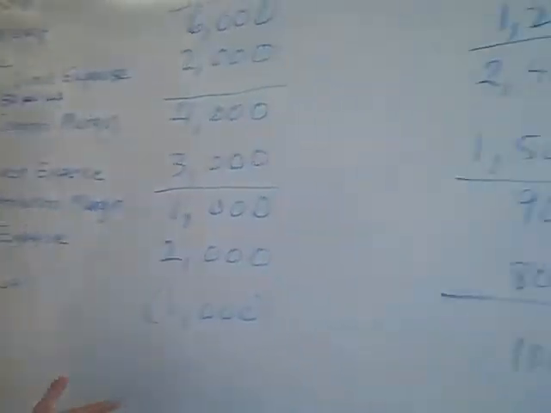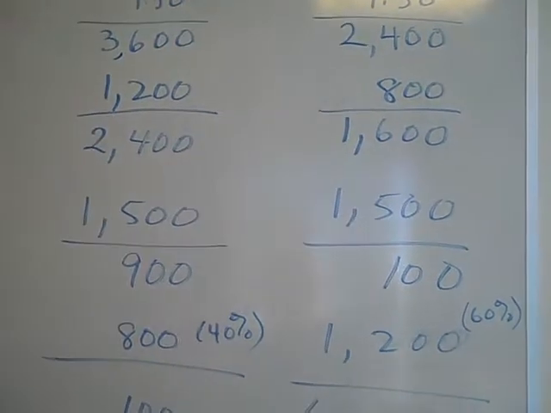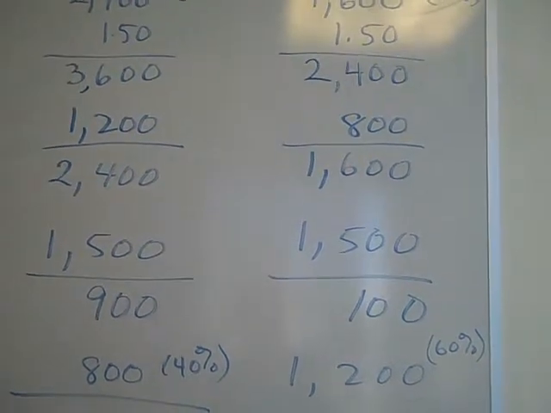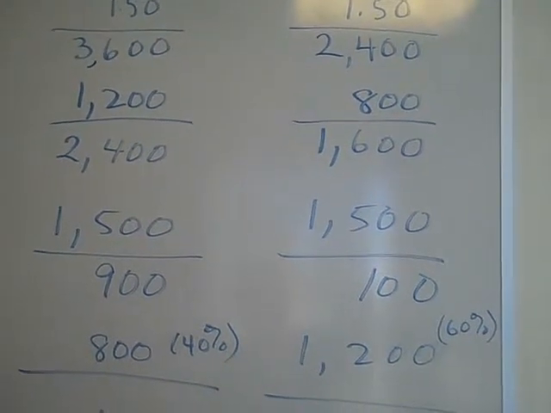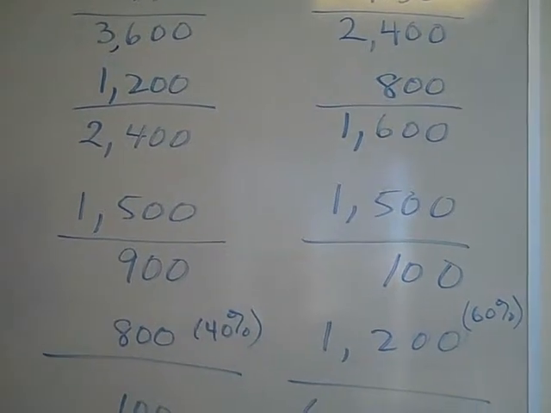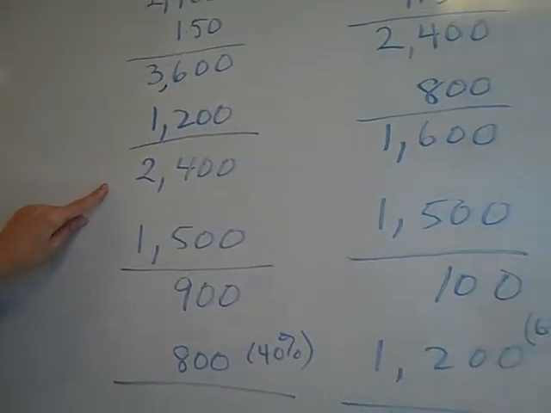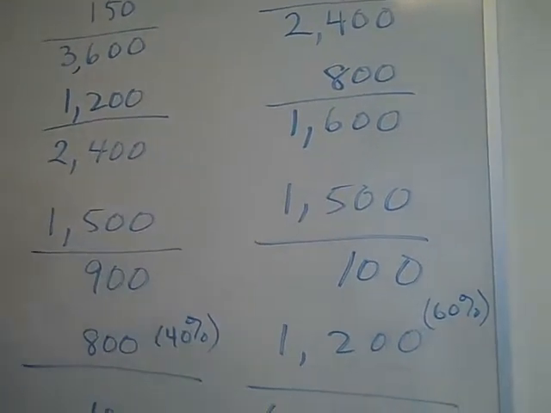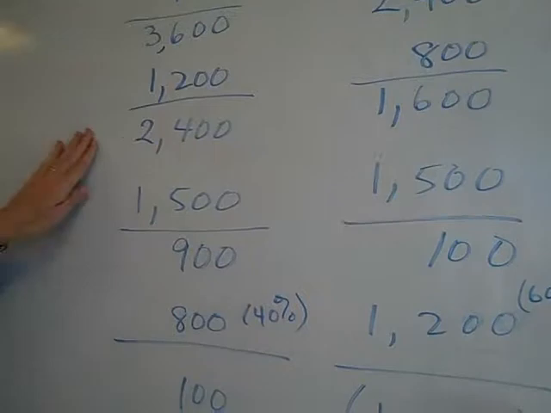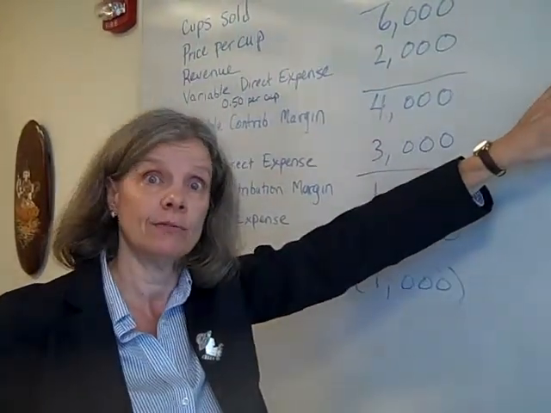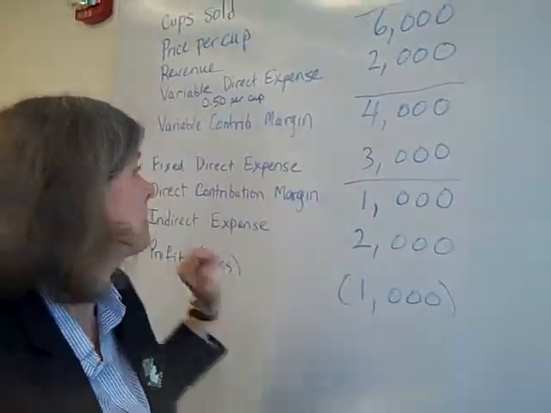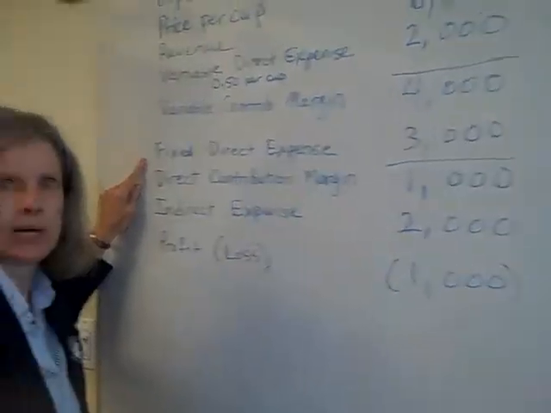And that's what's left from the revenue after you've subtracted the variable direct expense to contribute to the fixed direct and the indirect. And in both cases, it's a positive number. For Jen, it's $2,400. For Dan, it's $1,600. And we're really happy to see those positive numbers. Woohoo! Positive numbers. Then we have our fixed direct expense.